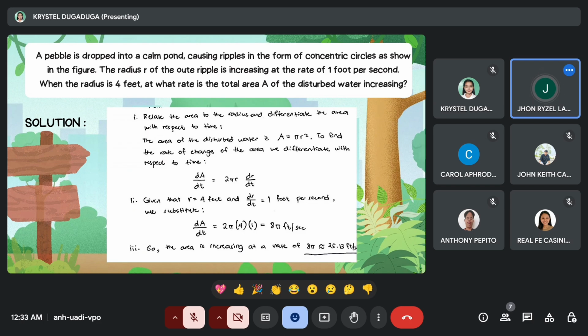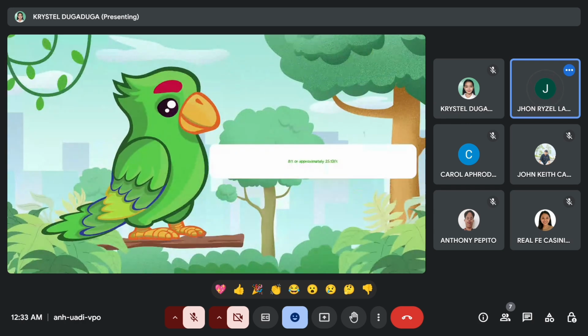So substituting these values into the equation, we can say that dA over dt equals 2 pi times 4 times 1. So the answer is dA over dt, the area is increasing at a value of 8 pi, or approximately 25.13 feet per second.